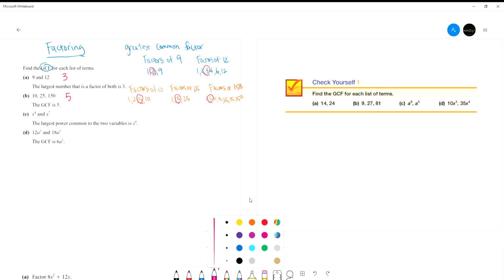Alright, so when you look for x to the 4th and x to the 7th, right? When you have a base x raised to a power, the GCF is always the smaller of the two. So that means x to the 4th is the GCF, right?